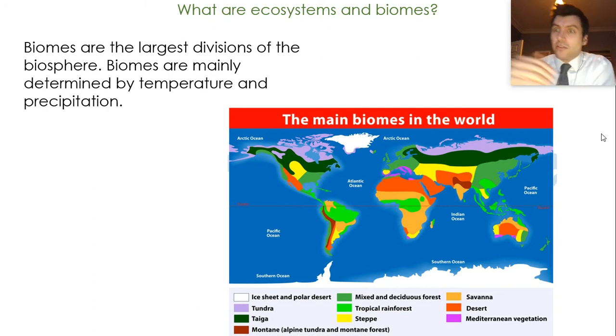Hot. So therefore, if it's far away from the equator, it's likely that the temperature would be lower, and therefore the cold temperature allows for different biomes to have evolved over many years, many thousands of years.